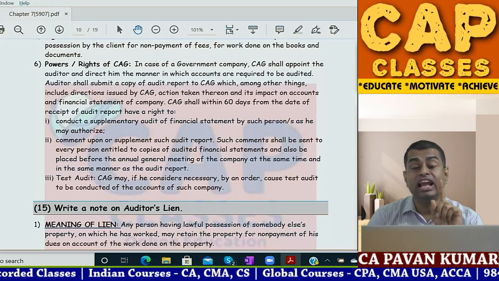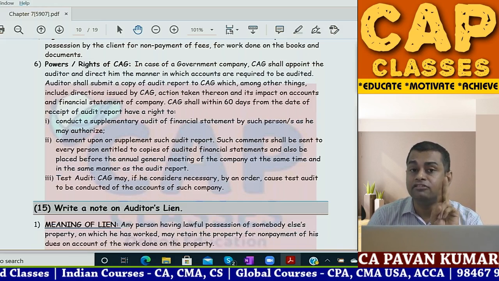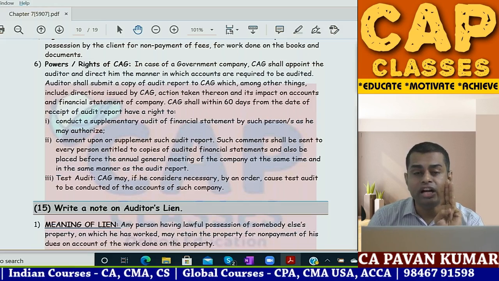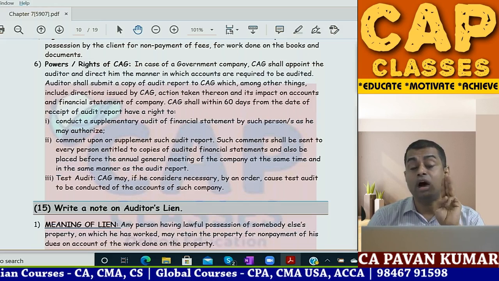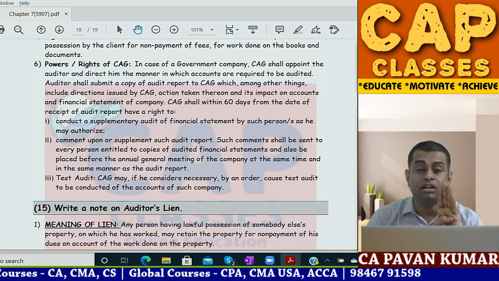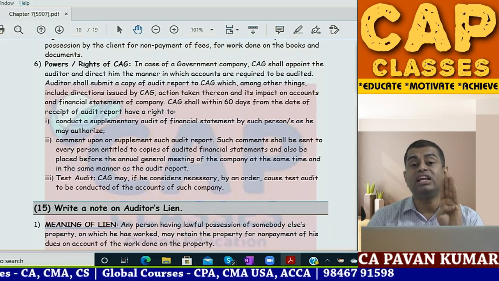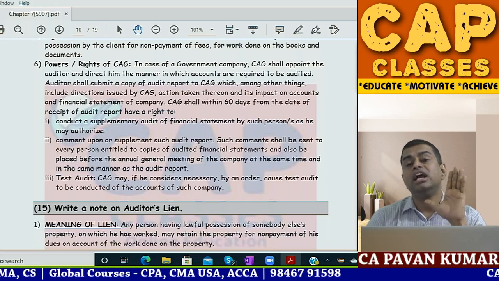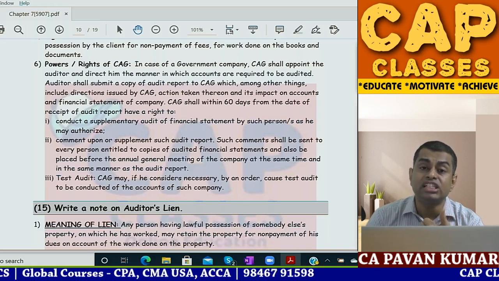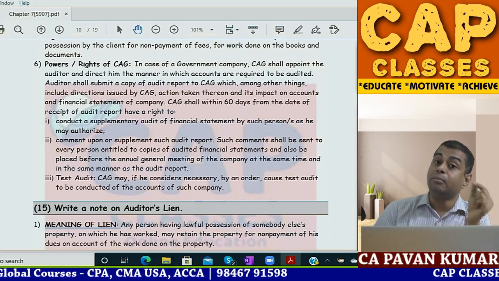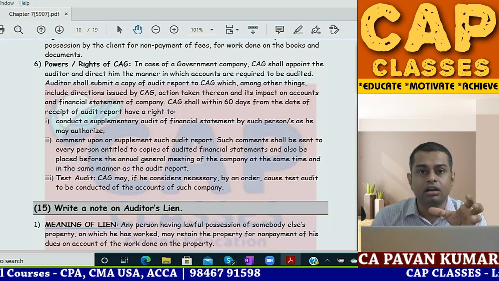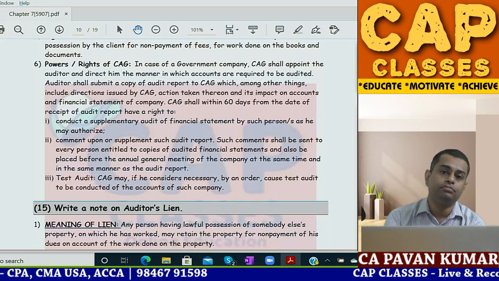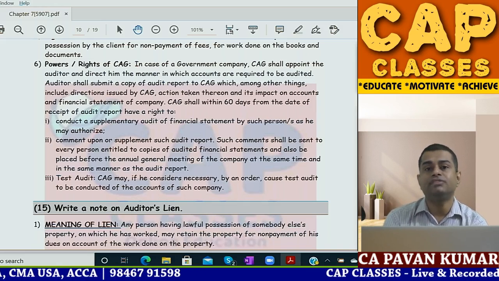They have the right to give directives, conduct audit like this. They have the right to receive the audit report. They have the right to ask for additional information. And if not satisfied, they can ask for the information from both the company and the auditor. If not satisfied, they can ask for a supplementary audit. They will send some other auditor from the C&AG department. He will conduct supplementary audit in the company. Simple. So what are the rights of C&AG?